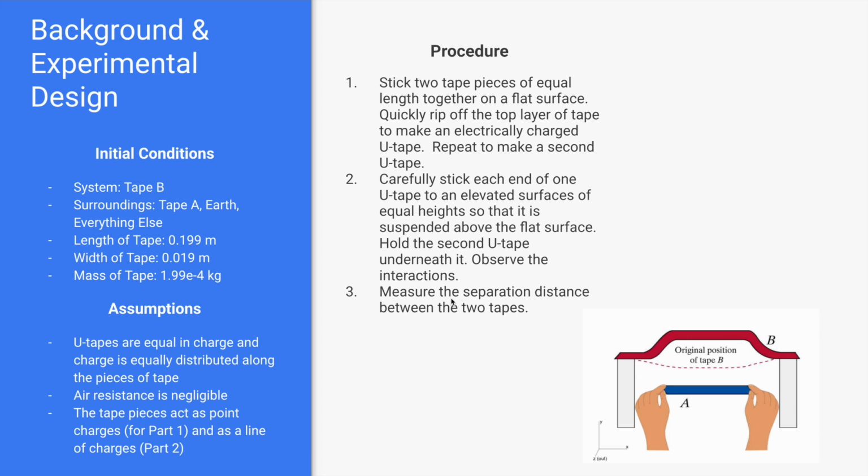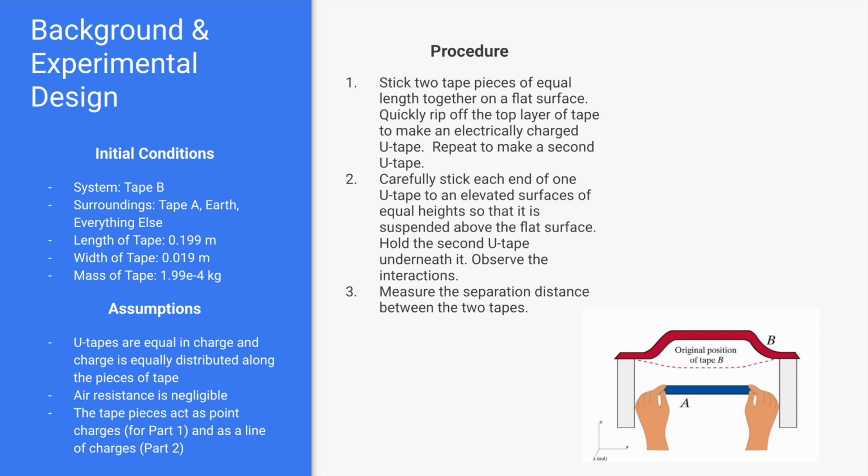So some brief background in experimental design. Here you can look at the procedure with what the actual experiment looks like. And so for the initial conditions, the system is tape B with the surroundings being tape A, earth, and basically everything else. The length of the tape is 0.199 meters, the width of the tape is 0.019 meters, and then the mass of the tape was 1.99 times 10 to the negative 4 kilograms.